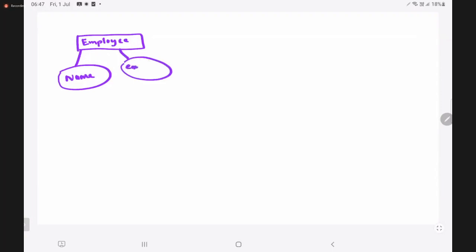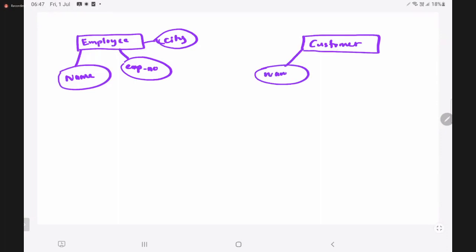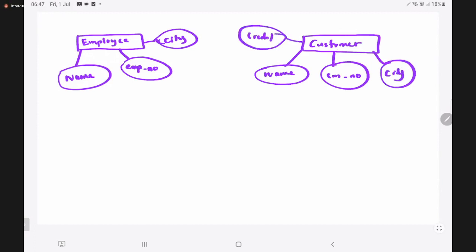Right. Let's see this way. There is one entity called employee, and the employee can have the attributes name, employee number, and city. And there is another entity called customer. The customer has attributes name, customer number, city, and credit card. These are the kinds of attributes the customer has.